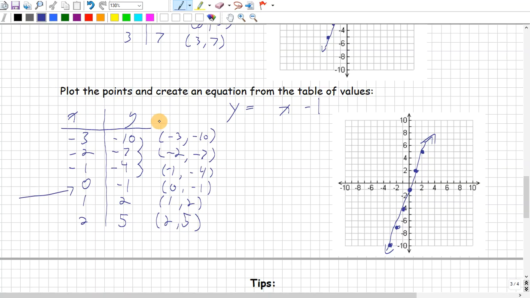You might have guessed it. It's going up by 3 every single time. And that's the value that goes in front of x. And it's positive. So I have an equation of y equals 3x minus 1. From the table of values, I was able to come up with all the coordinate points and plot them on my graph, and then draw a line through them all.